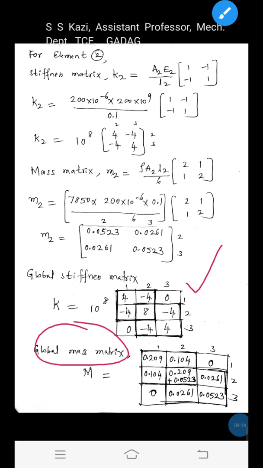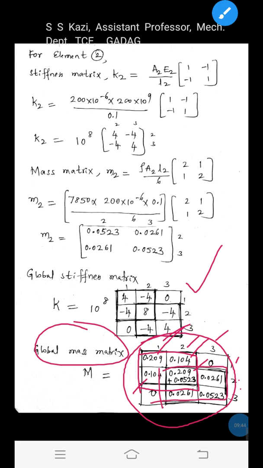For the global mass matrix, again generate 3 rows and 3 columns and write the DOF numbers 1 2 3, 1 2 3, and in the 1 2 1 2 box let us write the coefficients of the mass matrix: 0.209, 0.104, 0.104, 0.209. These are the coefficients of the mass matrix. And next, the 4 elements of the mass matrix for element 2, you write in this box, that is the 2 3 2 3 DOF numbers.